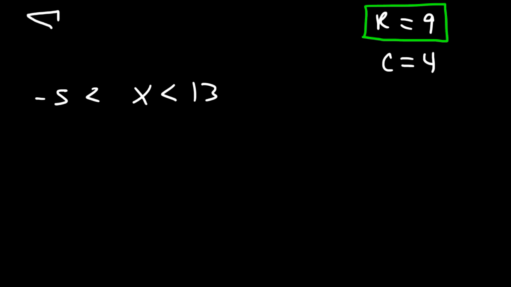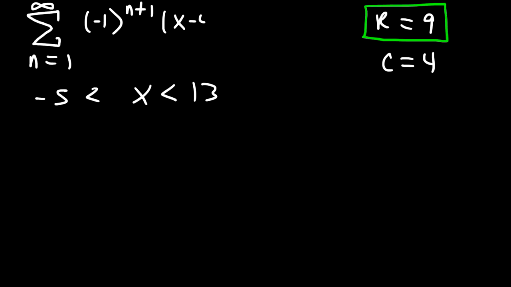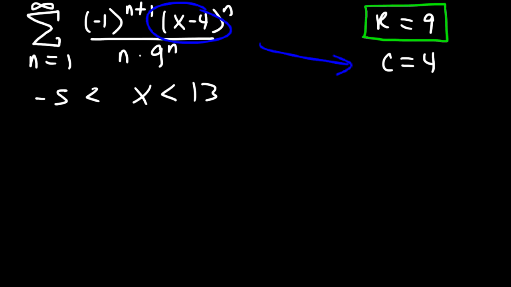Now let's rewrite the original series, which is negative 1 to the n plus 1 times x minus 4 to the n divided by n times 9 to the n. So just by looking at it, you could see that the power series is centered at c equals 4 because of the x minus 4 in it. Now, let's check the endpoints.